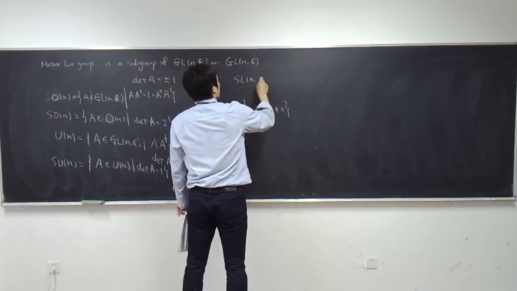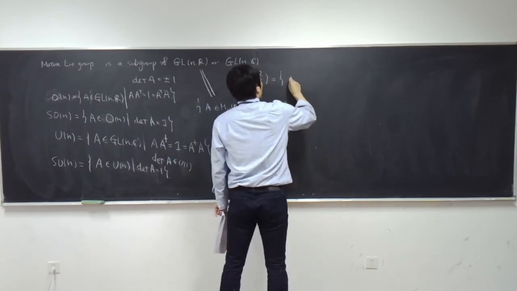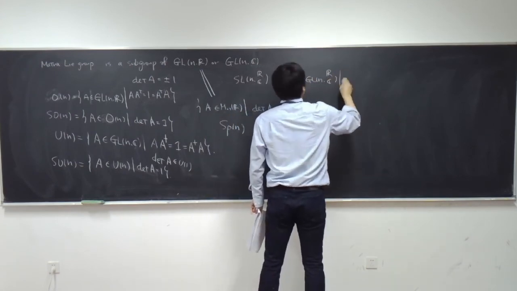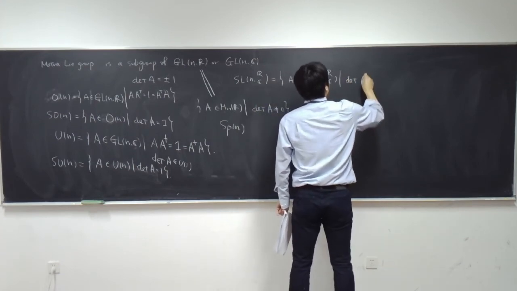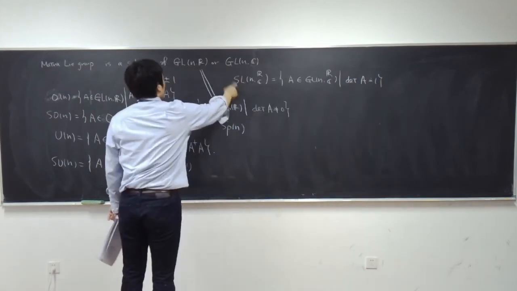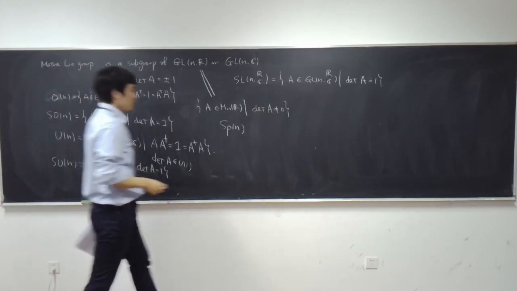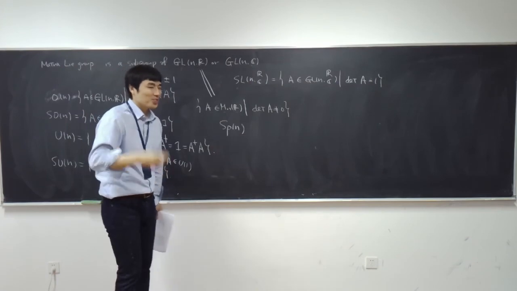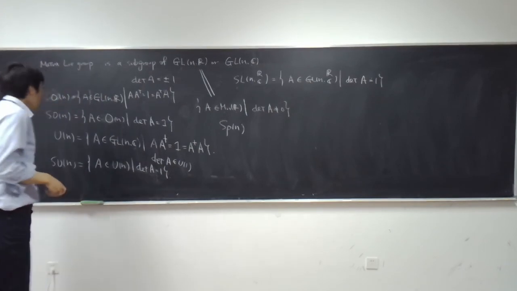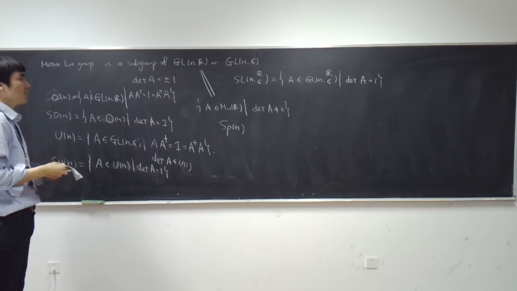And also special linear over R and C, which is just the A in GL(n, R) or C such that the determinant is 1. So this is special linear, general linear, orthogonal, special orthogonal, unitary, special unitary, symplectic. I'll give it to you as an exercise; you can look up the definition of the symplectic group. Okay, so those are essentially the Lie groups which show up in this lecture.